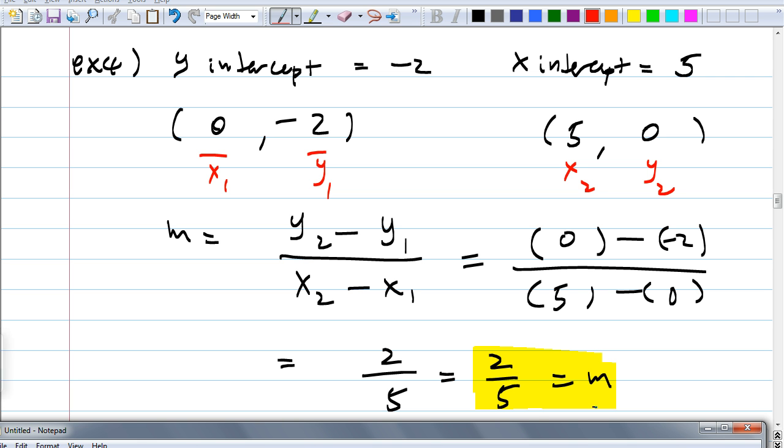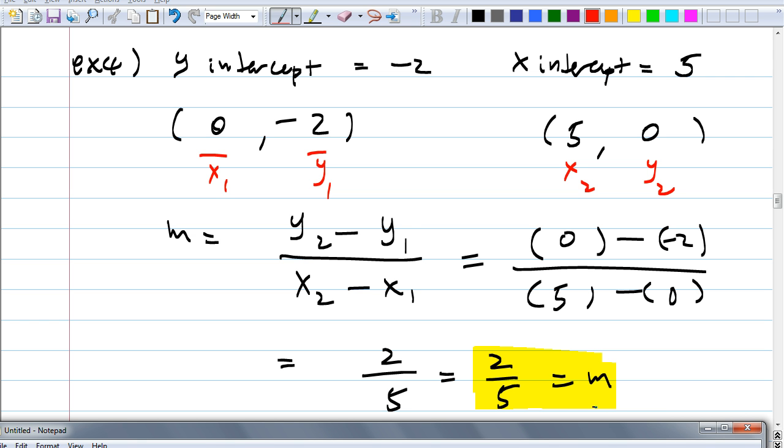All right, once you got the slope, which number should we plug in? Angie? (5, 0). Yeah, you can plug in (5, 0). Can I plug in (0, -2)? Does it matter? Nope, doesn't matter, right? Just like before. Did anybody not plug in anything?